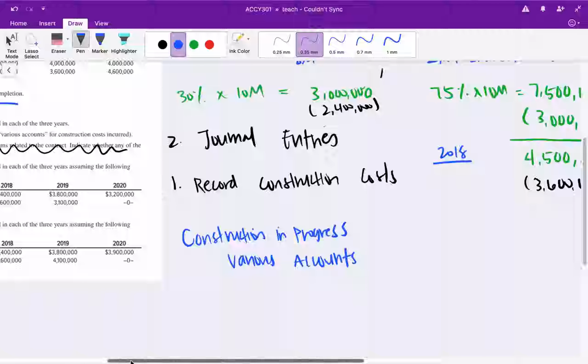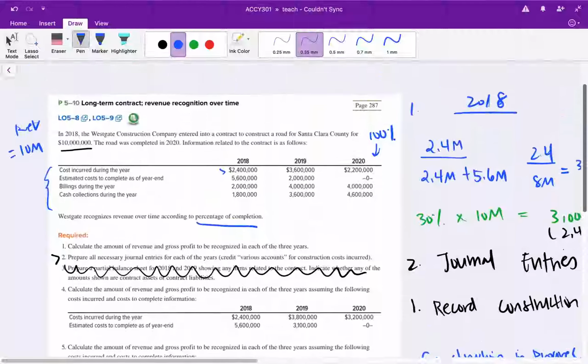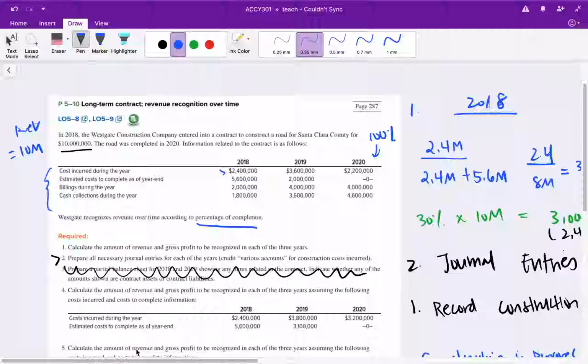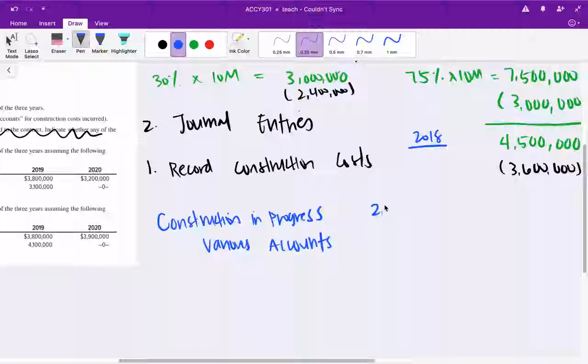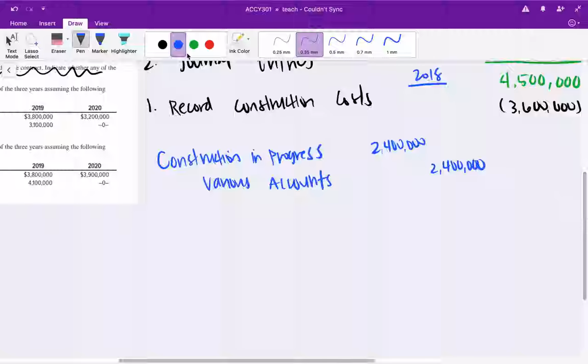And so in 2018, you take the numbers from up here, 2.4 million, and that would be your first journal entry. Your second journal entry would be recording billings. So what billings means is just how much you actually bill your customers per year, and this doesn't relate to how much profit you earn at all.